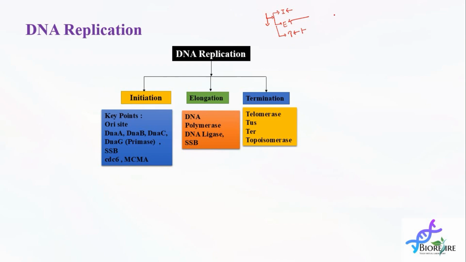This is replication. These are the main three steps of DNA replication. At initiation, the first and most important component is the ORI. ORI is the point where the replication process will start. DnaA, DnaB, DnaC, DnaG. These are the enzymes. It will help to form a replication fork.